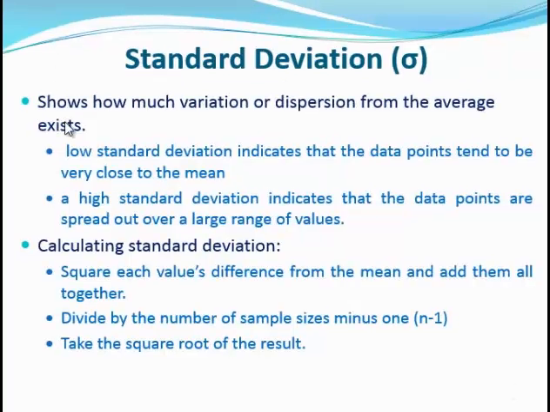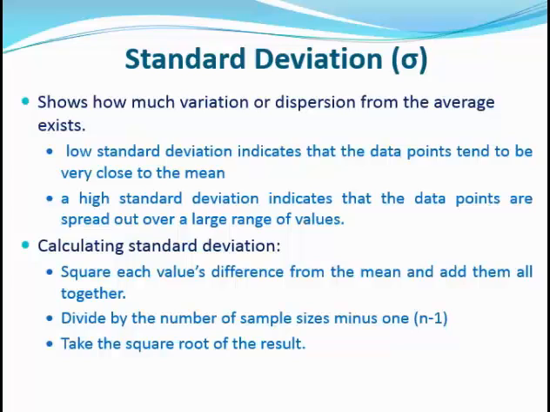As we discussed a moment ago, standard deviation shows how much variation or dispersion there is from the average. And in this case, when we say average, we mean the mean. Low standard deviation means the data points tend to be very close to the middle, whereas a high standard deviation indicates the data points are spread out over a large range of values. For example, if all of your values are the same, if you take 6 tests and you get 80, 80, 80, 80, 80, and 80, well then the standard deviation will be 0. The further apart they are from the mean, the higher the standard deviation will be.